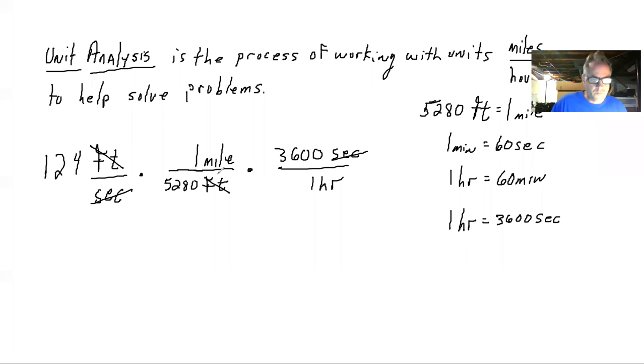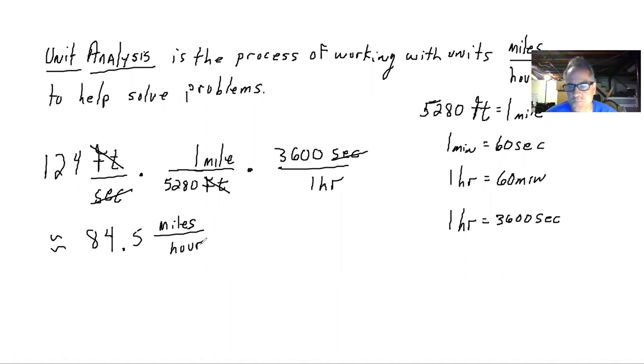So we're going to round here a little bit. I'm going to take it to the tenths place, which would be approximately, because I'm rounding, 84.5 miles per hour. All right, any questions on that? Unit conversion. Okay.